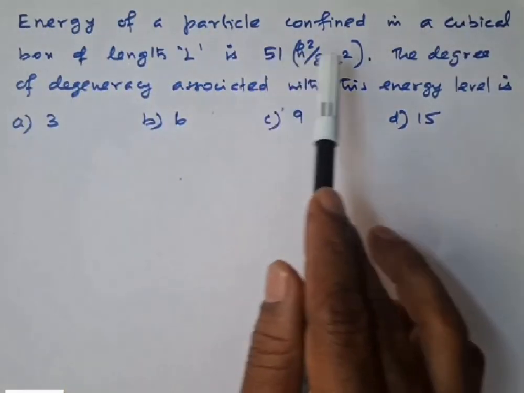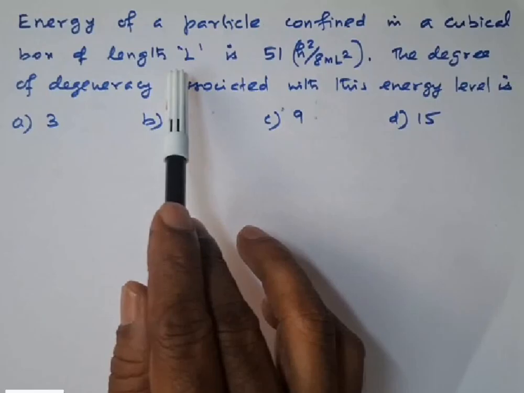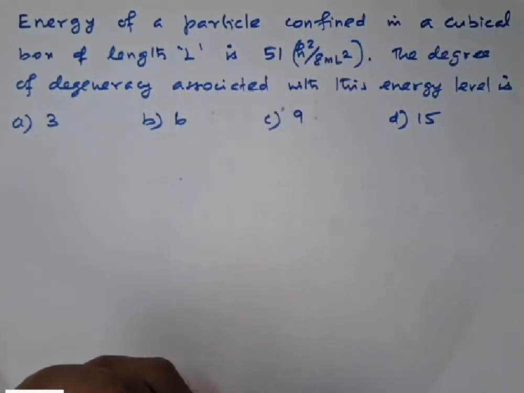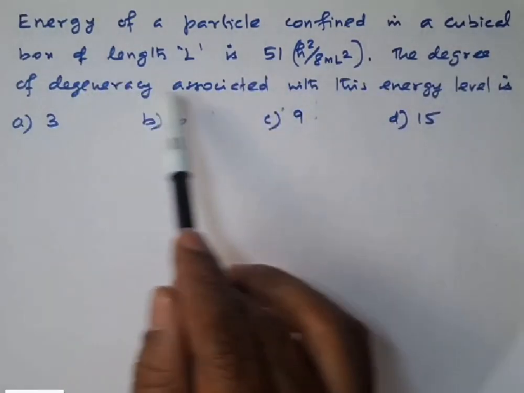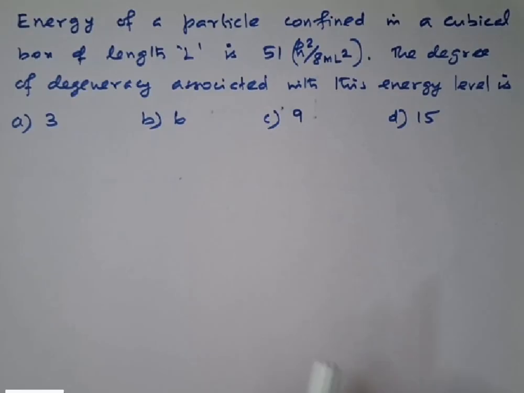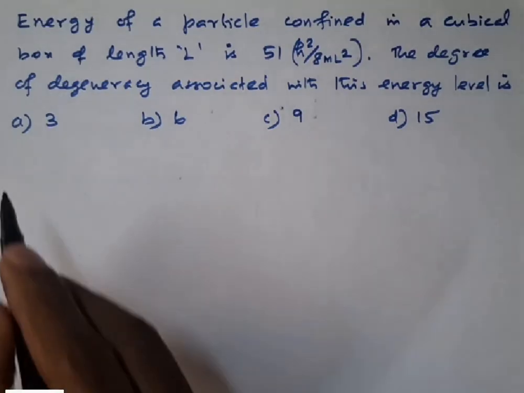Energy of a particle confined in a cubical box of length L is 51 times h square by 8 m L square. The degree of degeneracy associated with this energy level is... Okay, so particle in a cubical box is given. We need to find out the degree of degeneracy. How to do this?